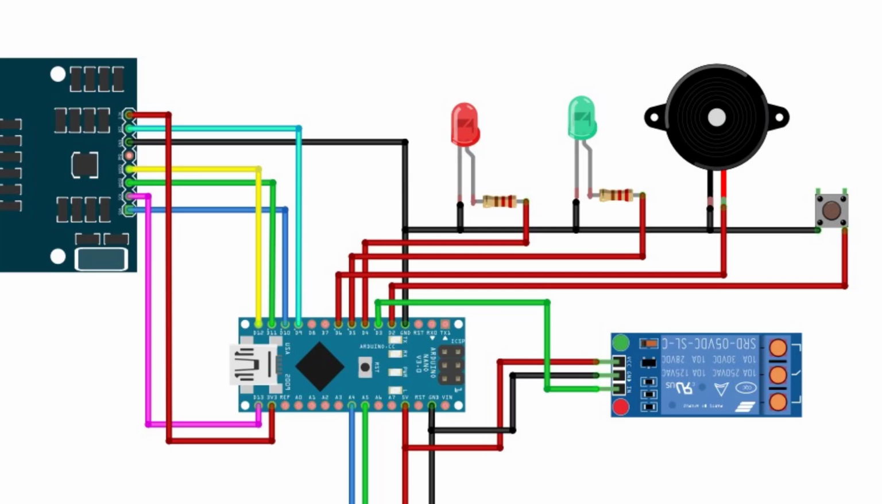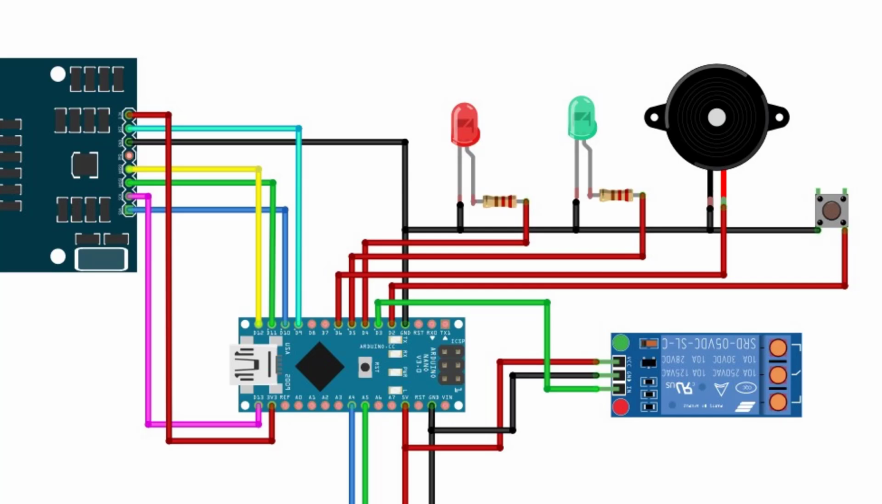Finally, connect the relay module to the Arduino board as follows. Connect the relay VCC pin to 5V pin of the Arduino. Connect the relay GND pin to GND pin of the Arduino.